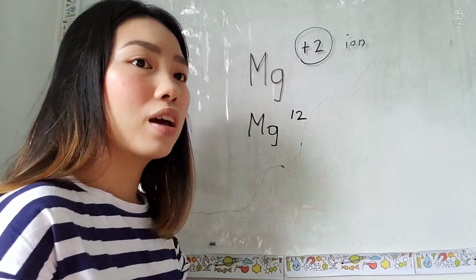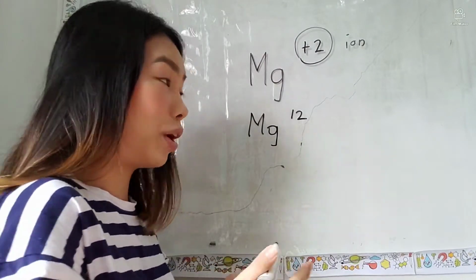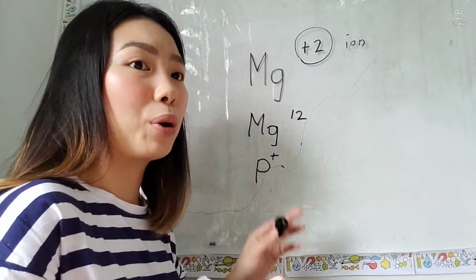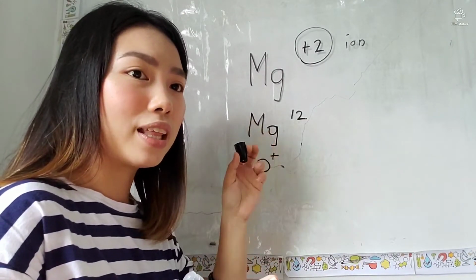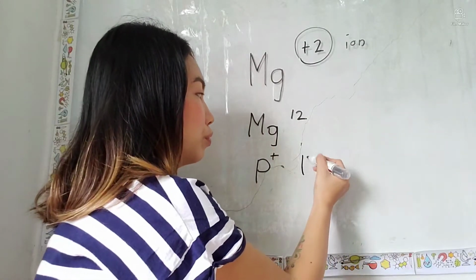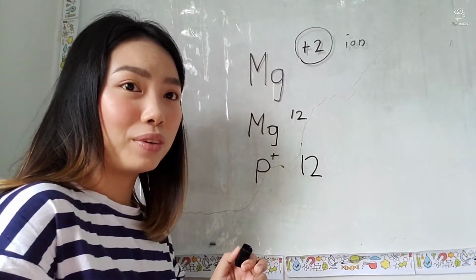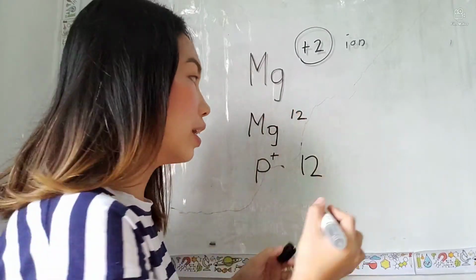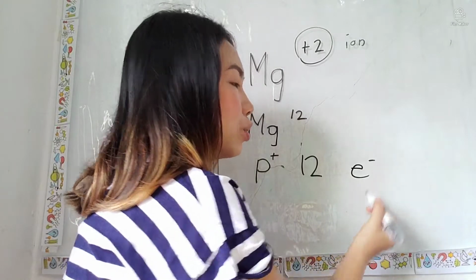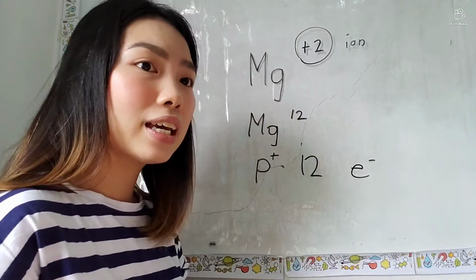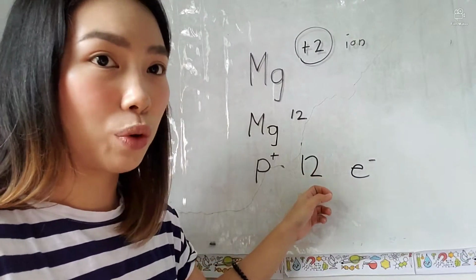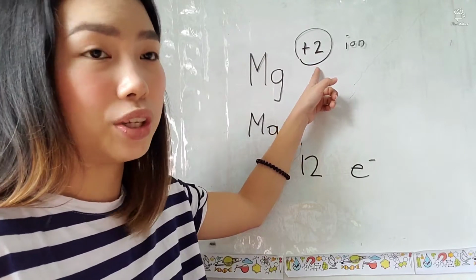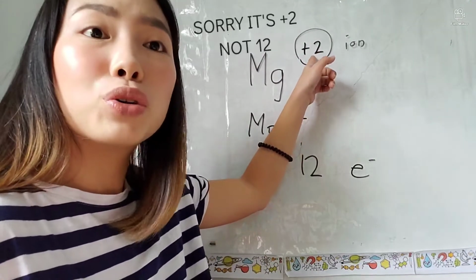Now, if the atomic number of magnesium is 12, what will be the number of protons of our magnesium? So, yung magnesium natin has a number of proton of 12, kasi the atomic number of magnesium is 12. Then, yung number of electron natin ay hindi magiging kaparehas na 12. But hindi kaparehas because there's a present ion or cation in the magnesium which is positive 2.